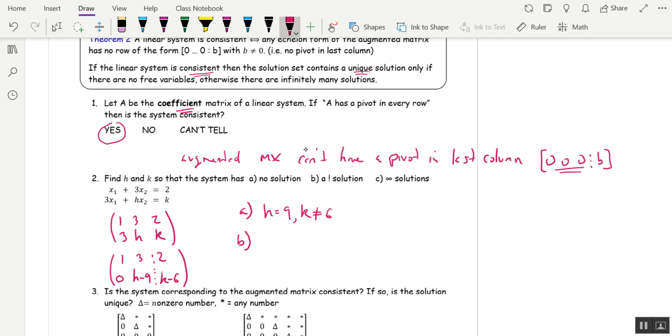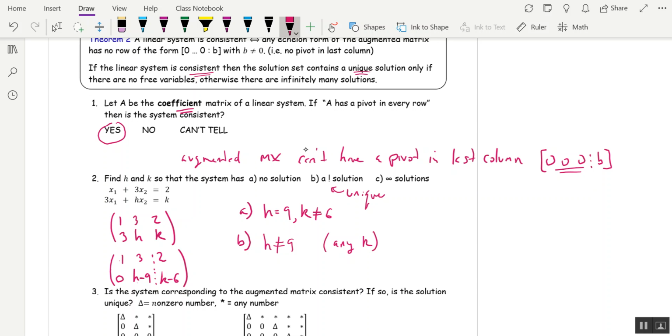B, exactly one solution. That means unique. That's what the exclamation point means in math. A unique solution is going to happen if there are no free variables. So we need a pivot in each row. So h can't be 9. No conditions on k. So any k, you don't have to write down any k, but I'm just pointing it out here. As long as h is not 9, k could be 6.